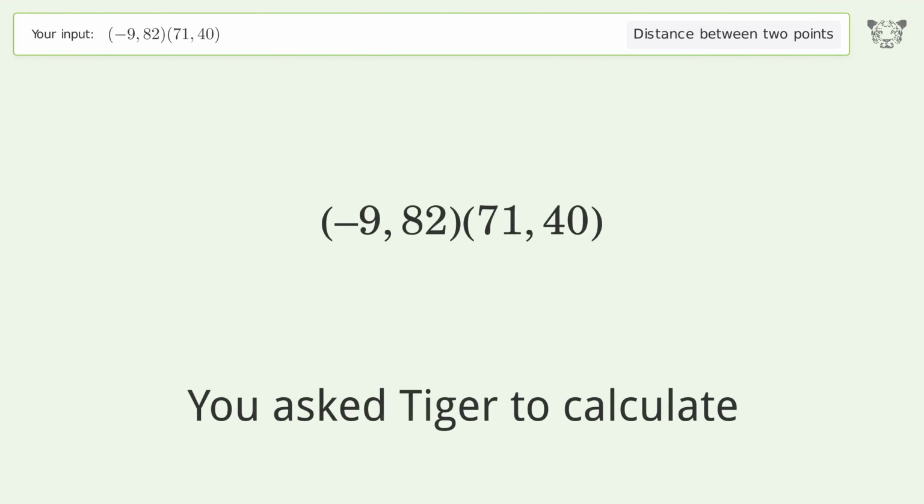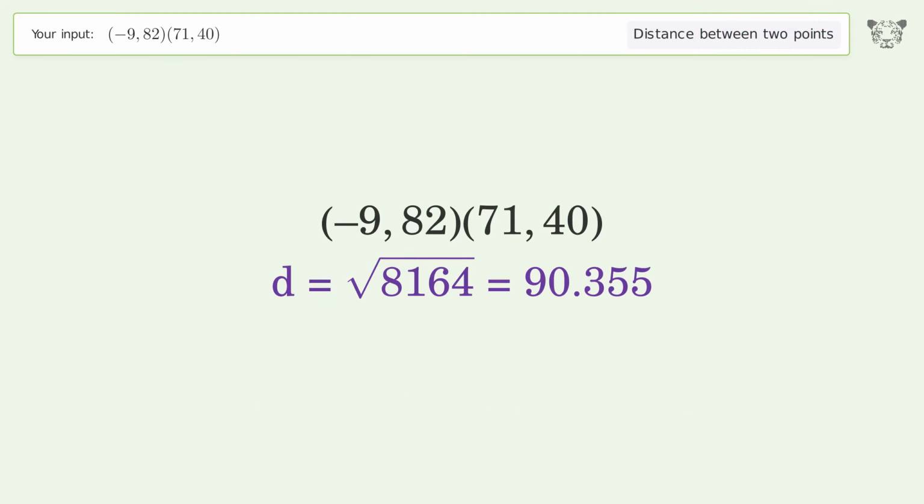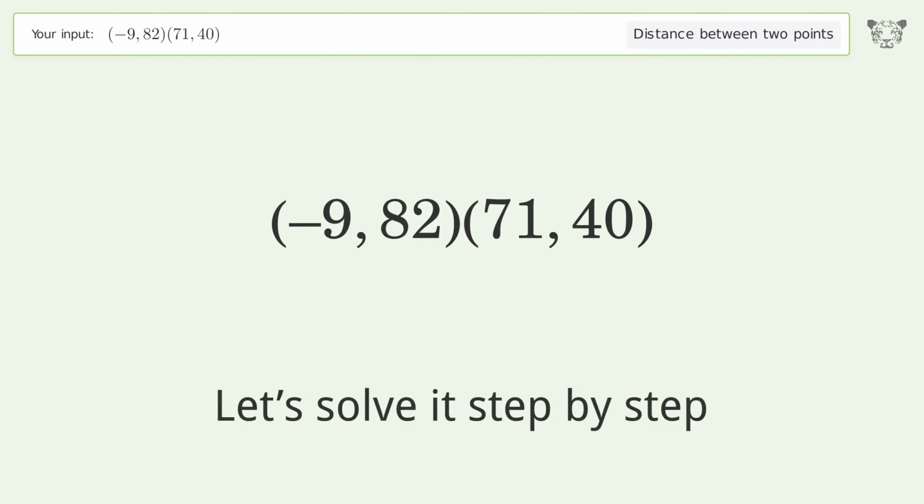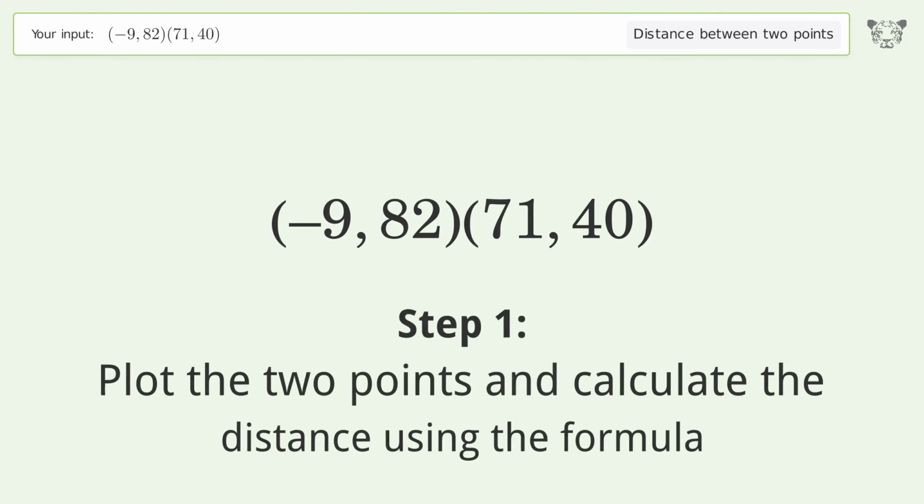You asked to calculate the distance between 2 points. The distance between the 2 points is the square root of 8,164, or 90.355. Let's solve it step by step. Plot the 2 points and calculate the distance using the formula.